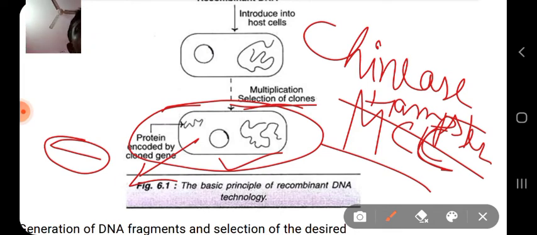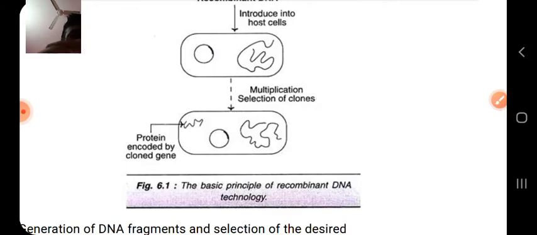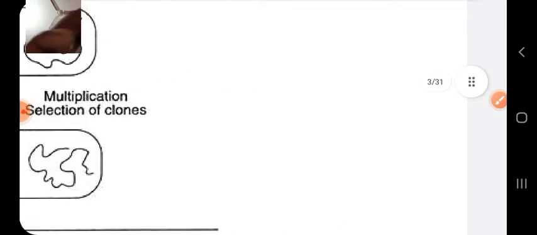For example, the insulin synthesis gene. Insulin is very much required for diabetes patients who are not able to make sufficient insulin, and thus their blood sugar levels increase. For example, the insulin synthesis gene is isolated from the beta cell of the pancreas. So I'm drawing here: from the beta cell of the pancreas we isolate the insulin gene.